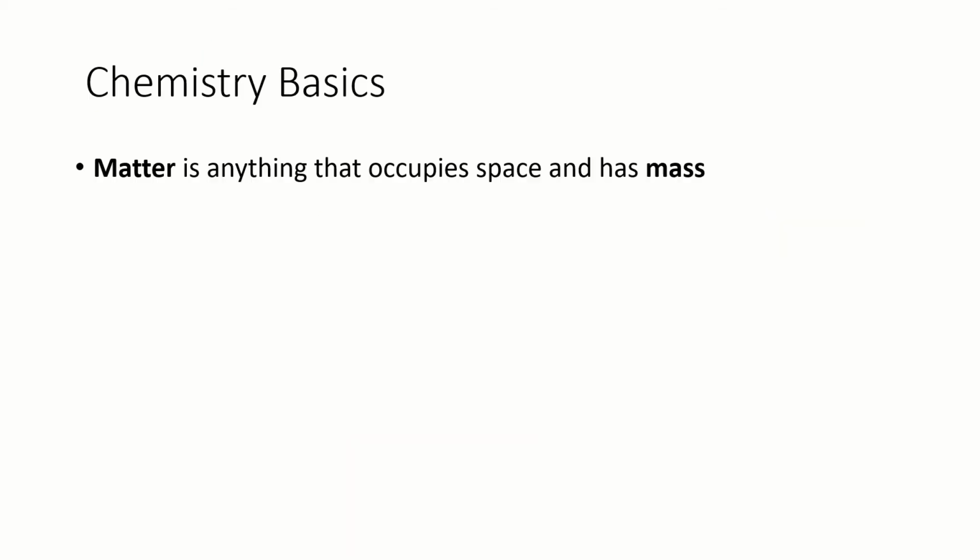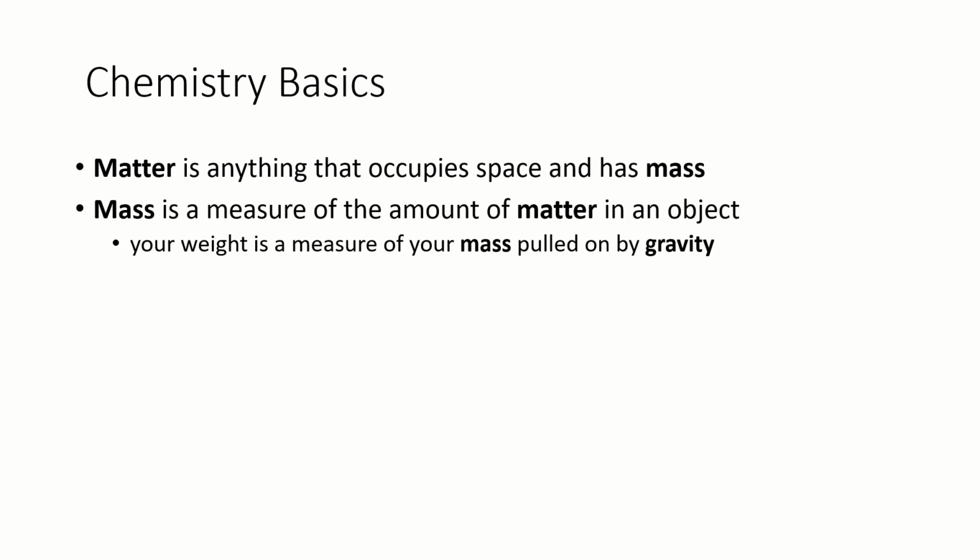So we're going to start out with the most basic stuff, which is matter. Matter is anything that occupies space and has mass. Okay, what's mass? Mass is the measure of the amount of matter in an object. Okay, that's not helpful, chemists. When you define one thing by another thing, that's not helpful. Okay, here, mass is stuff. Matter takes up space. Everything is matter.